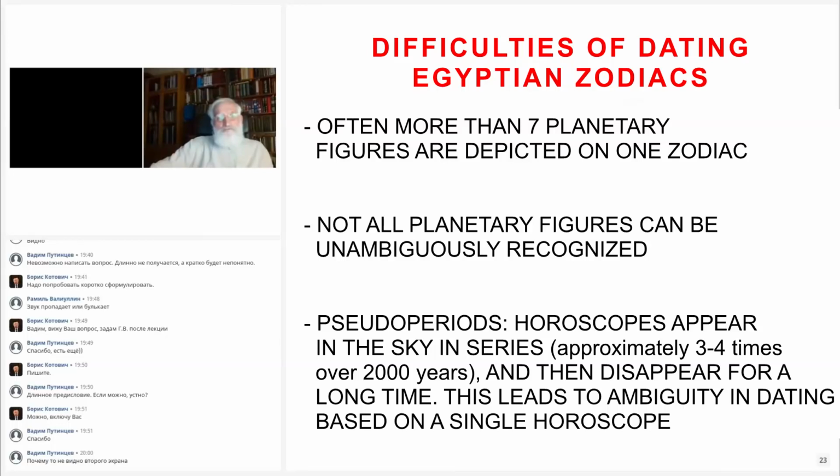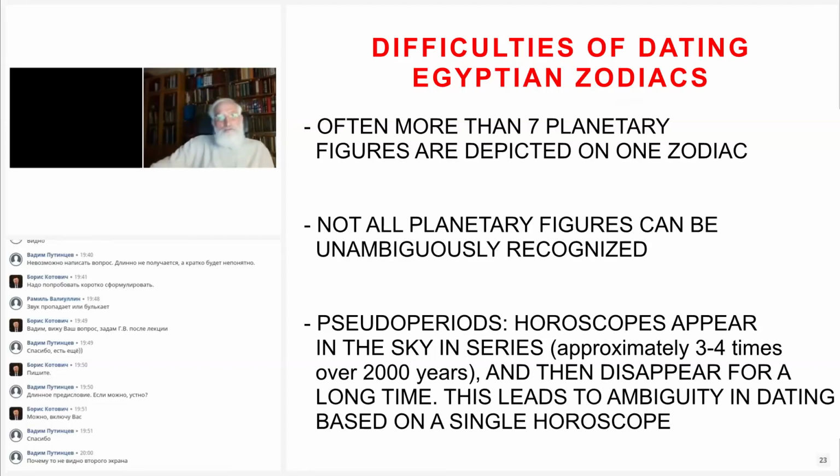Firstly, there are always more than 7 figures with staffs, many more. So, they had to choose some figures, call them planets, and discard others, saying that these are just some deities, and we don't pay attention to these figures, but we do to these. This was a kind of arbitrariness.